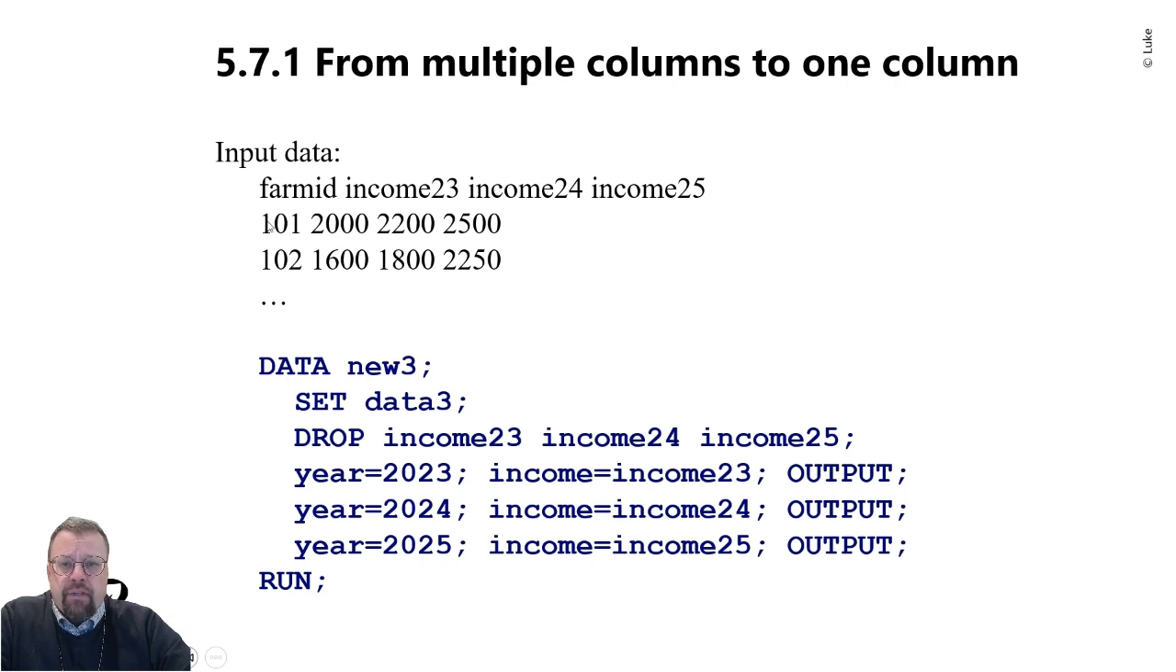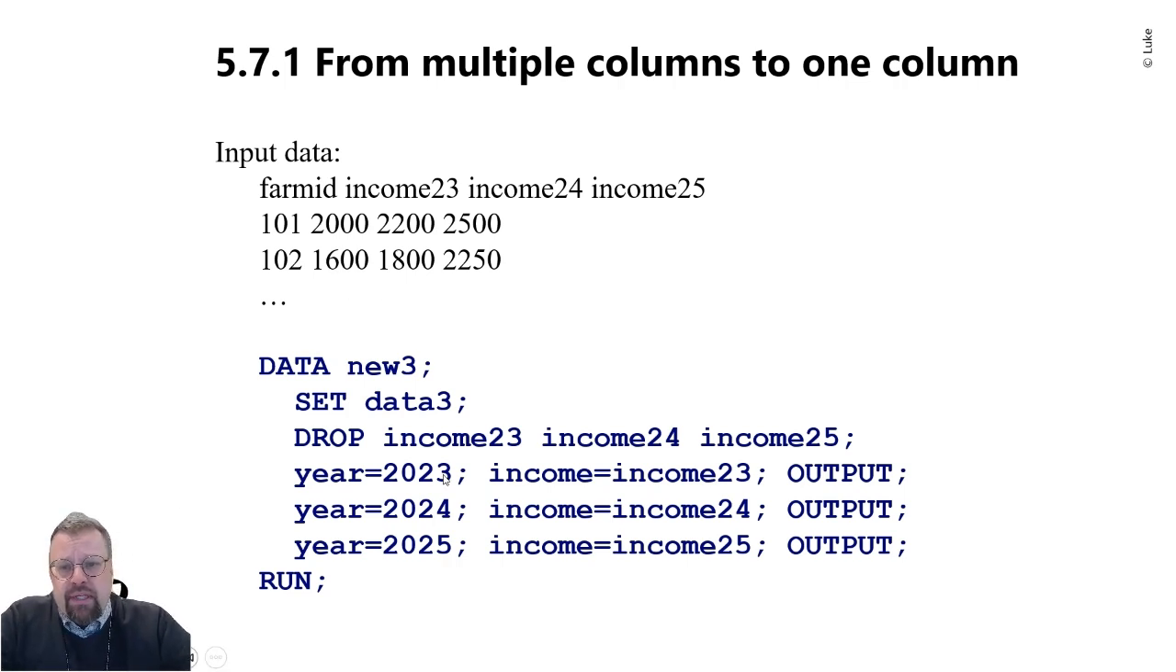First row would have the farm ID and the income from year 2023. And we would like to have a third variable that would be, for example, called year, and it would have the year 2023 as the value. And same logic, of course, for the next farm and so on.